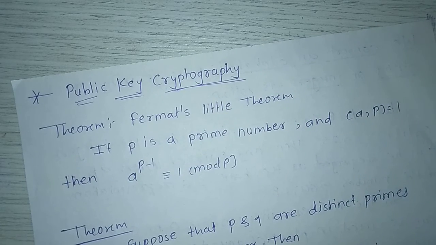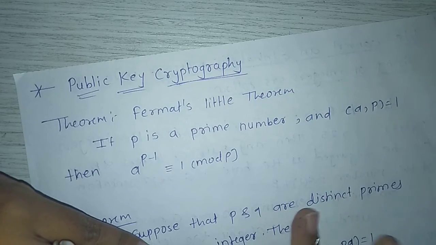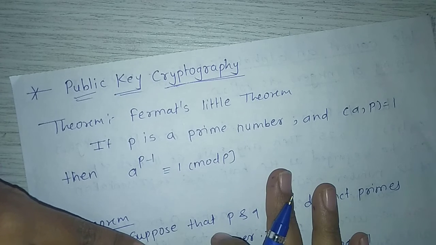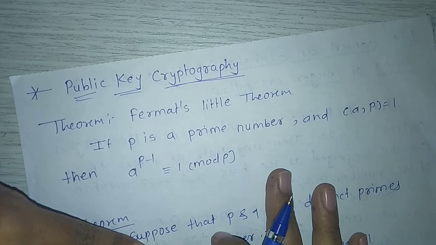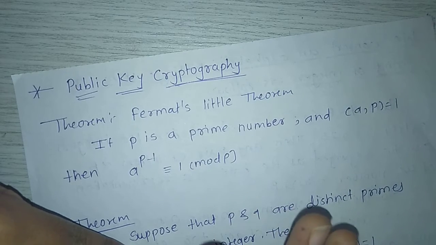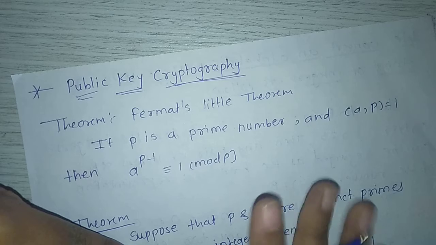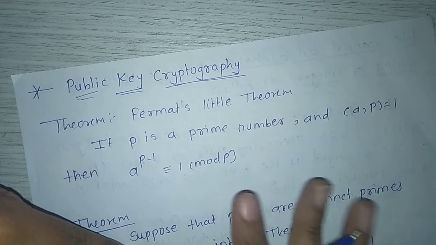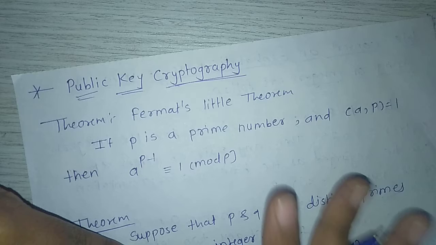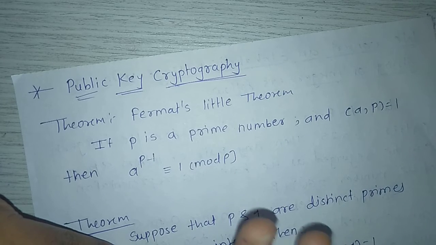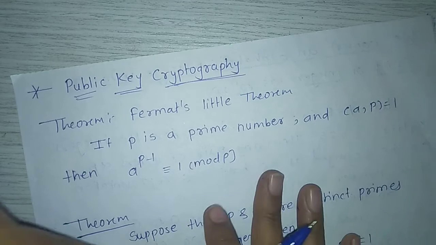In 1978, Rivest, Shamir and Adelman published a research paper, A Method for Obtaining Digital Signatures and Public Key Crypto Systems. Public key crypto system is a method of sending coded message using a pair of publicly known integers. This crypto system is known as RSA crypto system. This method uses Fermat's little theorem as a basic result.